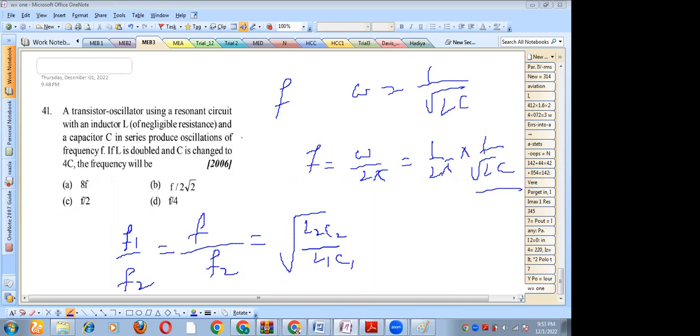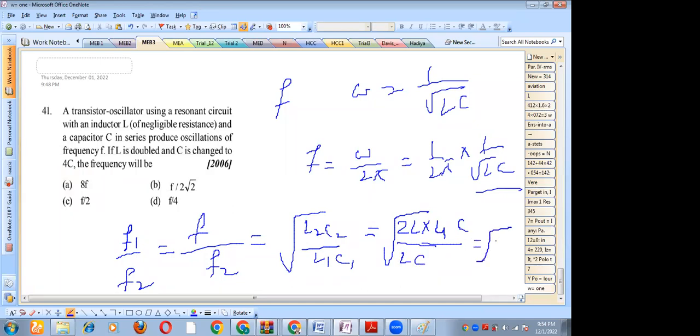Any answer? Put the values. So you can put the values like this. What is L2? L is doubled. So L2 is 2L and C2 is also 4C. Initial inductance is L and C. So that will be equal to 8, right? So F2 will be equal to F by root 8. And what is root 8? F by 2 root 2. Correct answer is B. Got it?